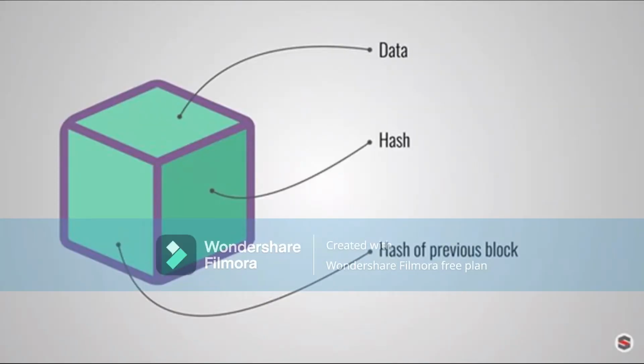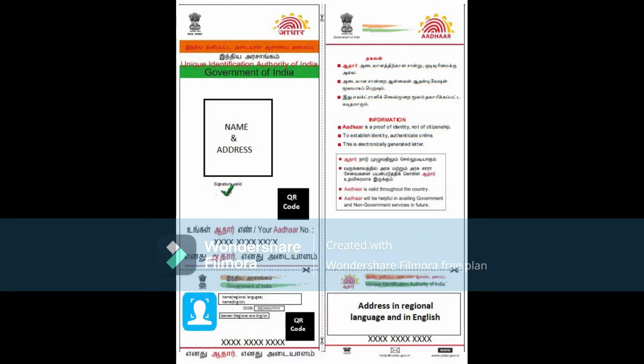And the second thing which is stored in these blocks is the hash code. Hash code is nothing but a unique ID. For example, in an Aadhaar card, after giving biometrics, address and all the relevant information, we get the Aadhaar number. So whatever data we are storing in the blocks, that generates a unique code according to the data.